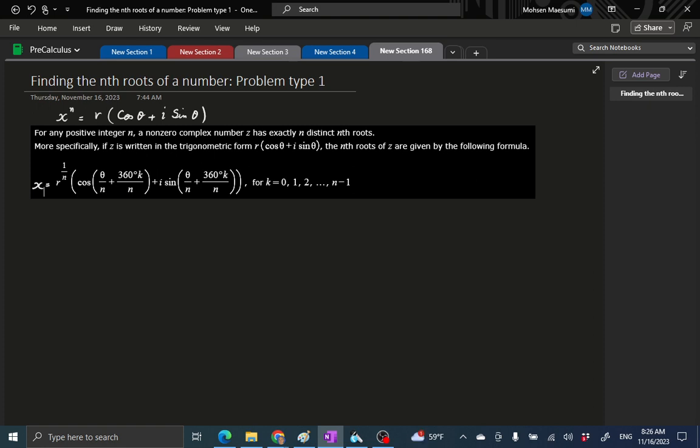Hello everyone. Today we are going to look at finding the nth roots of a number, and this is going to be problem type 1. So in short, in this lecture and the next one, we are going to look at the problem of solving an equation like this: x to the power of n is equal to, right hand side is given, r times cosine of theta plus i sine of theta. We want to find x. A recipe for x is given, straightforward enough to apply it.